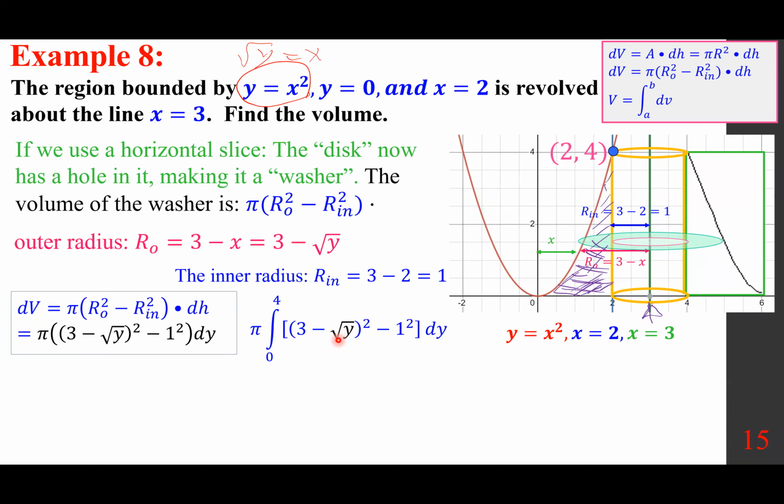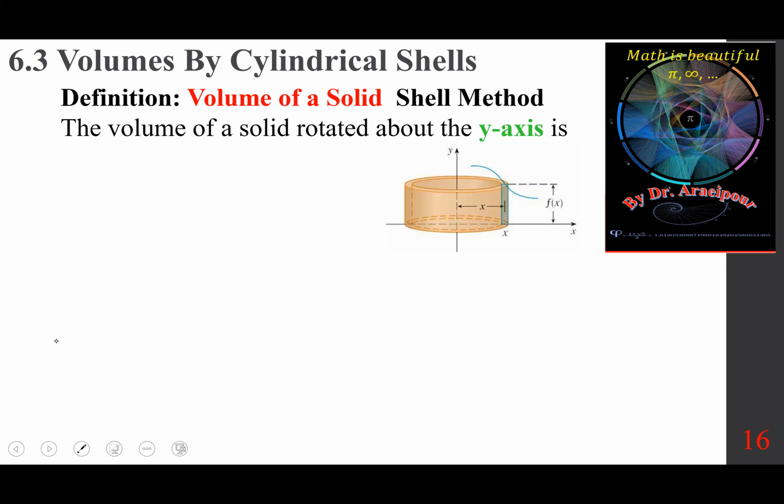Now, 6.3 is about volumes by cylindrical shells. Volume of a solid, shell method. The volume of a solid rotated about the y-axis, for example. We have some shape. You pick an increment, a thick slice of a rectangular shape, and you go around the y-axis, and you think about the shell method, okay?